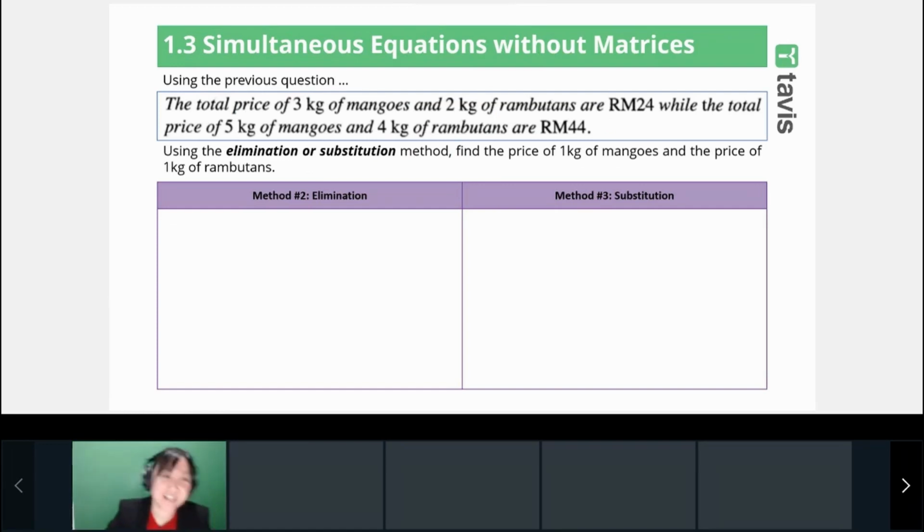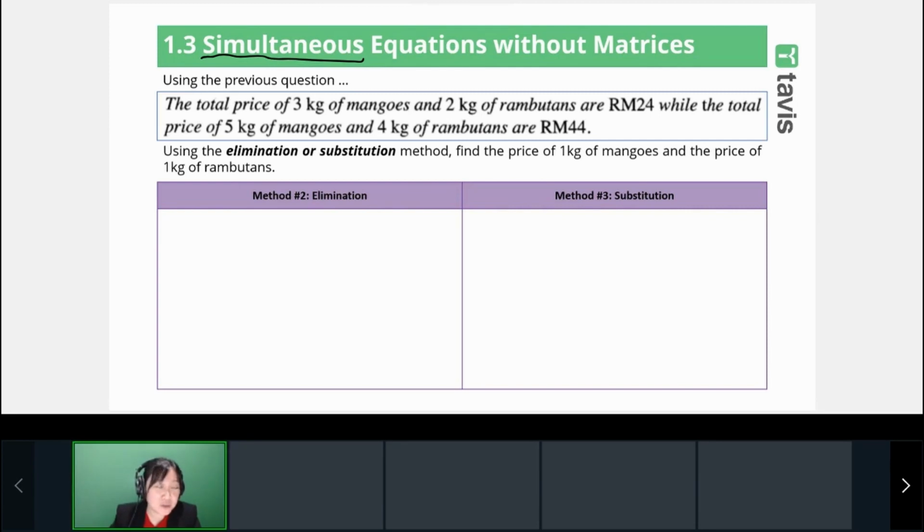Now I want to go into, for those who remember just now, the simultaneous equation. I told you guys that there are 3 ways to solve it. Matrix is one of them. The other 2 are elimination and substitution. This is what I want to go into already. Elimination and substitution. This one is very easy.